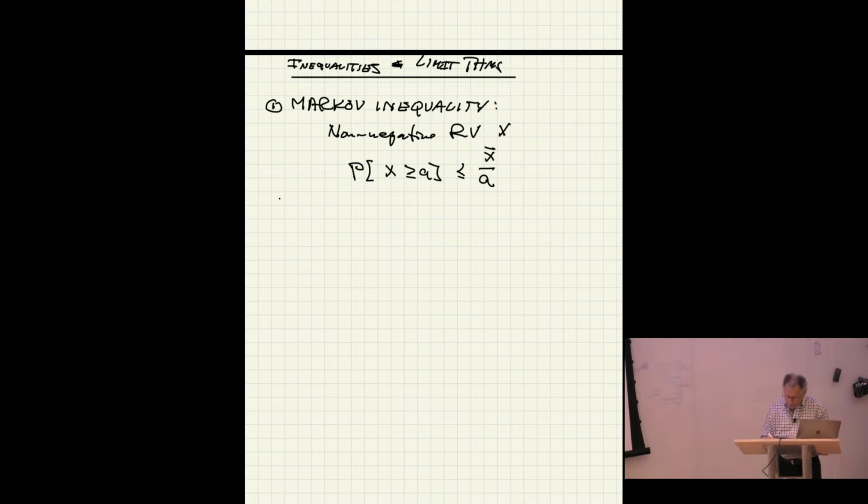Now, there's a slightly better inequality for the tail, and it's called the Chebyshev inequality. And you might wonder how to spell the name Chebyshev. And the answer is any way you like. Okay? It's a transliteration from Russian.